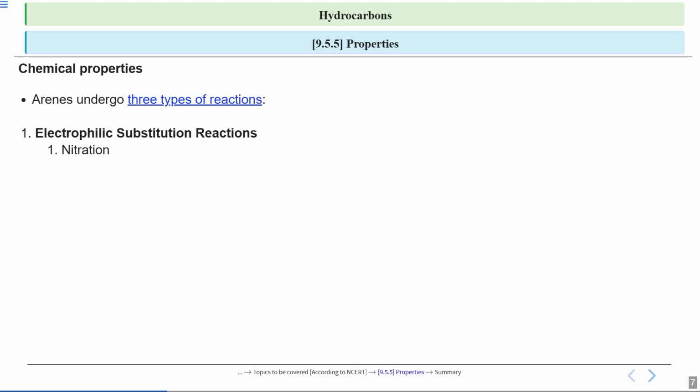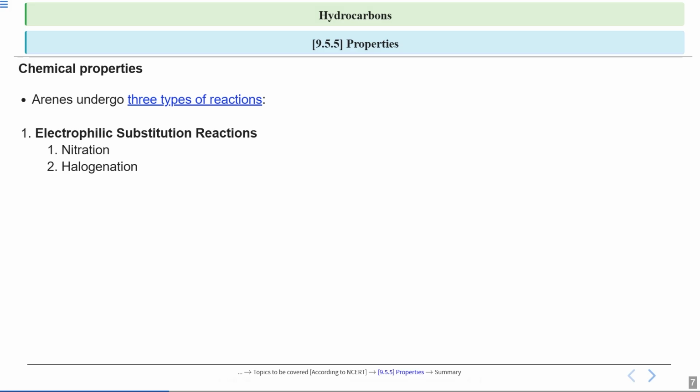The first example is nitration. In nitration, a nitro group, NO2, is introduced into the benzene ring, usually by reacting benzene with a mixture of concentrated nitric acid and sulfuric acid. This process is important in making explosives and dyes.